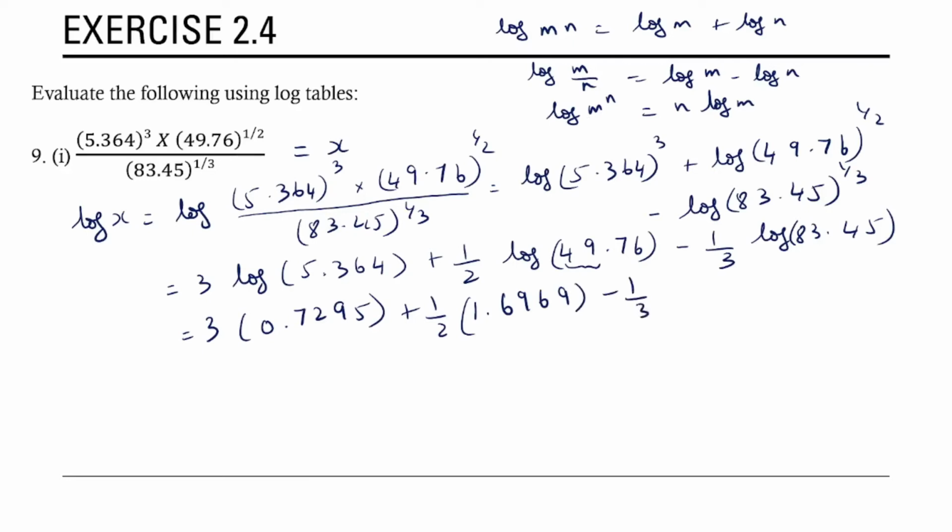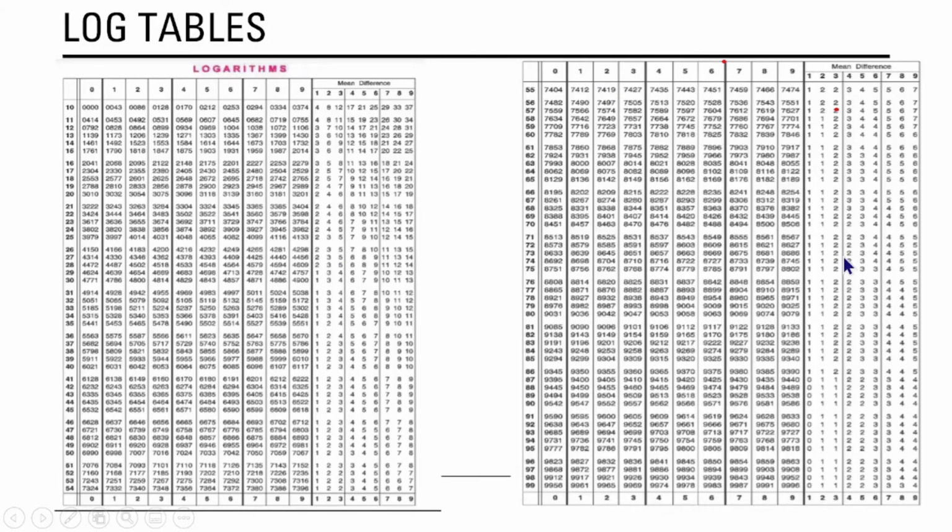Minus 1 by 3 into log of 83.45 is 1 point. Since the integral part has got 2 digits, so the characteristic is 2 minus 1, it is 1. We have to see 83, 4 and add the mean difference corresponding to 5. So here row number 83, then column number 4, 9212 and the mean difference corresponding to 5 is 3. So it is 9215.